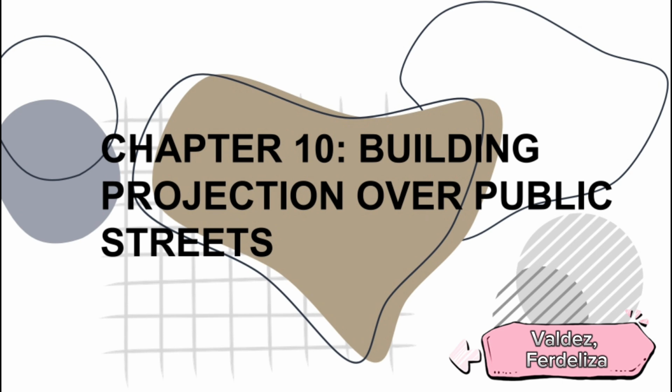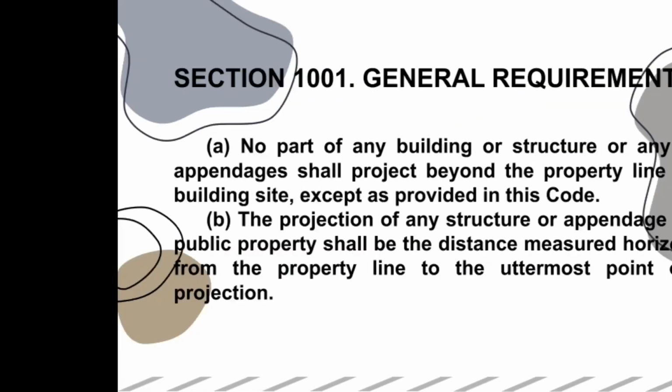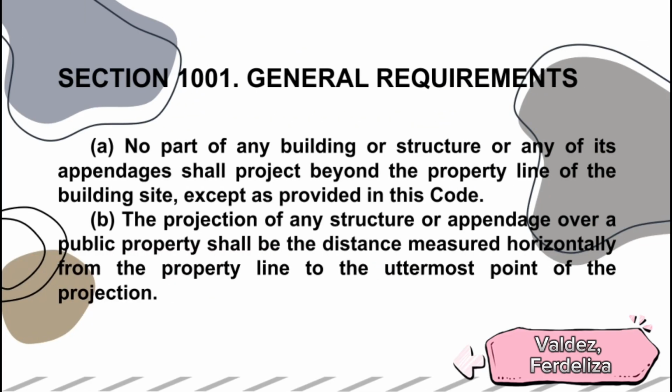And our next topic is Chapter 10, the building projections over public streets. In here, we can see or learn the requirements of the buildings that are near a public streets. So the first one in chapter 10, we have Section 1001, the general requirements.